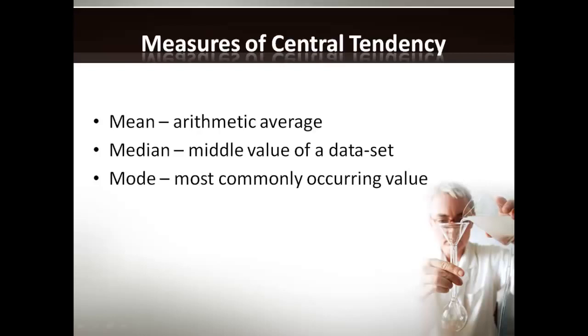Measures of central tendency are essentially measures to try and describe where the middle of the data is. Now there are three ways to do this. Mean, which is the arithmetic average, median, which is the middle of a data set, and the mode, which is the most commonly occurring value. All of these attempt to describe the middle of a data set in different ways.